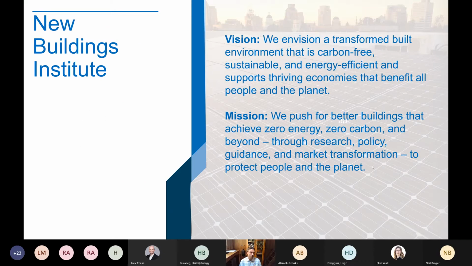So a note, NBI, we're a nonprofit organization, 25+ years old. Most of us sit in Oregon, but we have folks scattered around the country. And really, we have been working for decades to advance highly efficient, high performance, low carbon buildings to improve both the lives of people and environmental outcomes. So we're talking about moving markets towards zero carbon buildings, towards zero energy buildings, doing that in terms of advanced research, policy developments, market-facing guidance, market transformation.